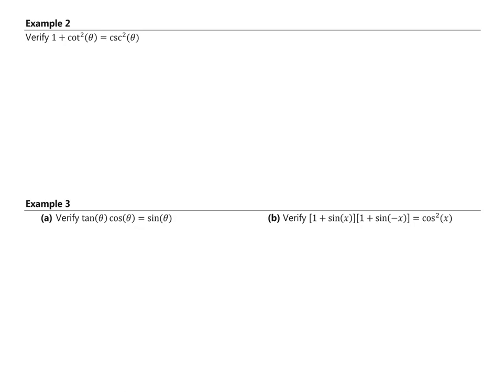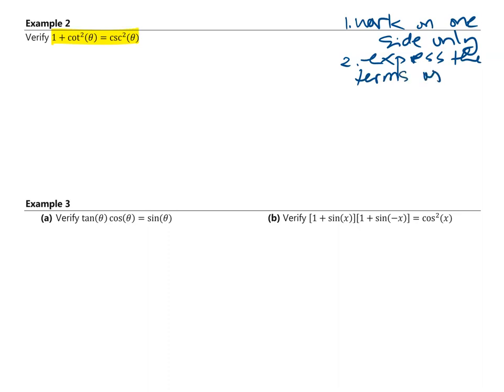Example number 2, verify 1 plus cotangent squared theta is equal to cosecant squared theta. So every time we work on this type of problem, it's easier if we work on one side only, and then also express the terms with sine and cosine. So the given is 1 plus cotangent squared theta is equal to cosecant squared theta. Let's work on the left hand side. So 1 plus cotangent squared, we know that cotangent is cosine over sine.